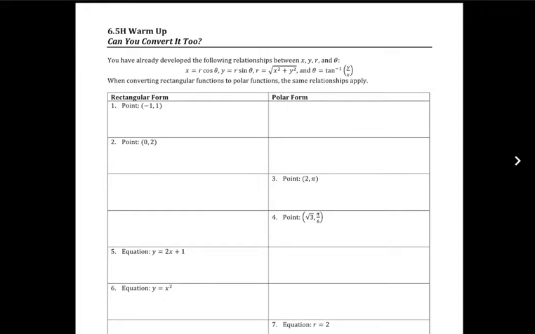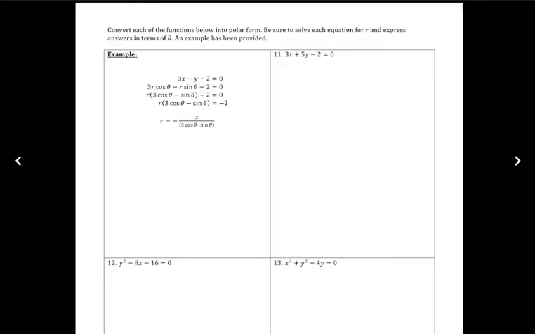Back to Module 6. The second week of Module 6 is all about polar coordinates. So we're going to start off by converting between rectangular, sometimes called Cartesian, and polar form. I'm going to give you 4 examples to start off with, just from the first page of the task, and then I'll talk to you about the second page of the task.